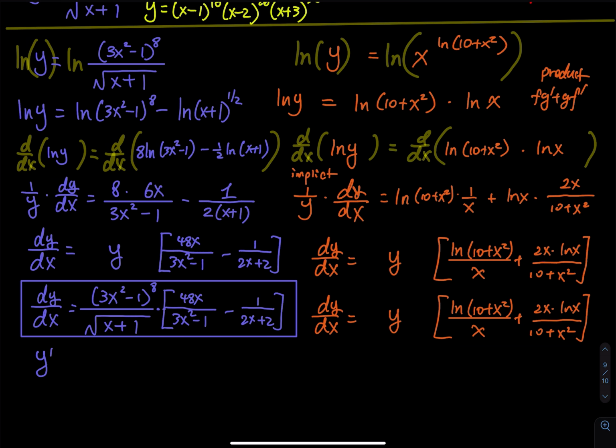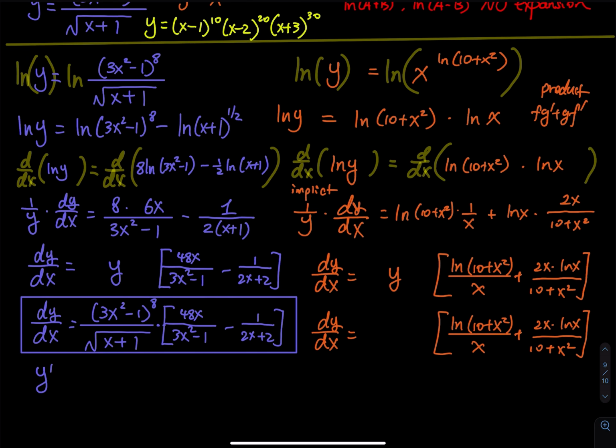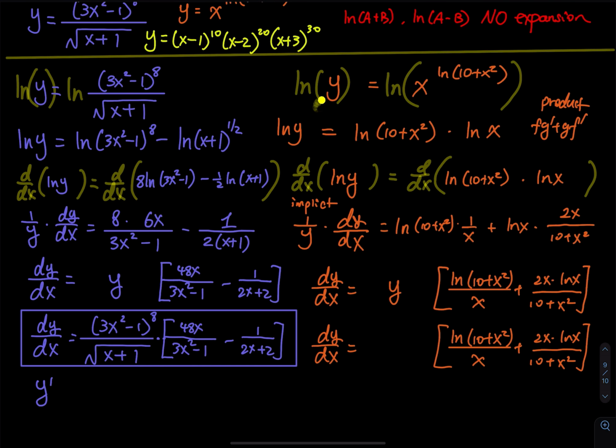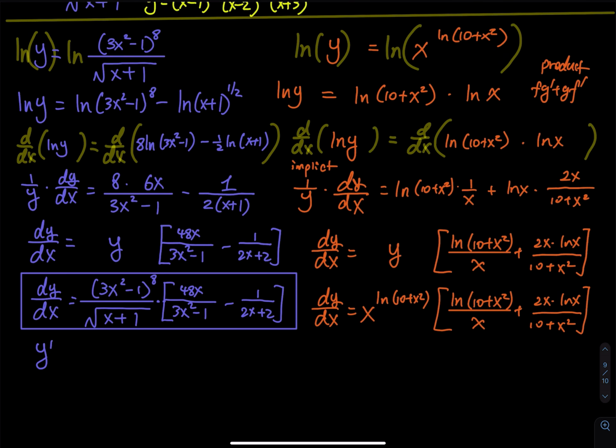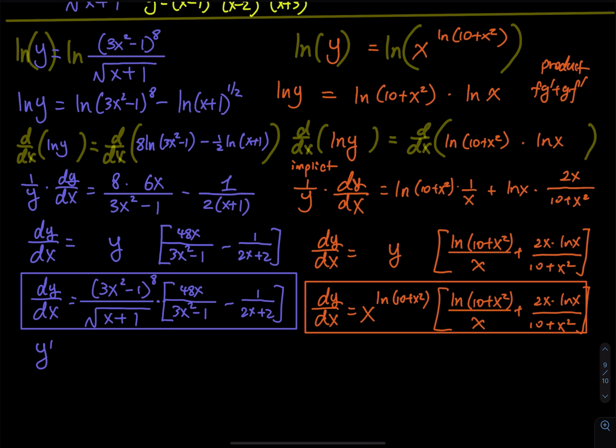And then I am going to erase the y, and what do I put? What is y equal to? Look at the very beginning. Do you see that y equals x raised to a very complicated power? Or you look at the given problem. So y equals x raised to ln(10 + x²). Close the parenthesis, and this is done. So let's box this. Here is your final answer. Again, dy/dx is the same thing as y prime.